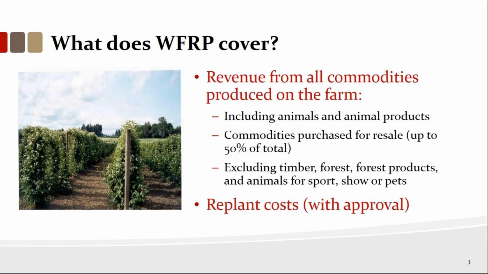What's covered under whole farm? Really easy. Pretty much everything on the farm. Animals, animal products. You can even cover some of your resale things, if the farmer buys a little bit of products to sell, he can cover that. Timber, forest products, animals for sport, all that is not included because they don't consider that mainstream agriculture.